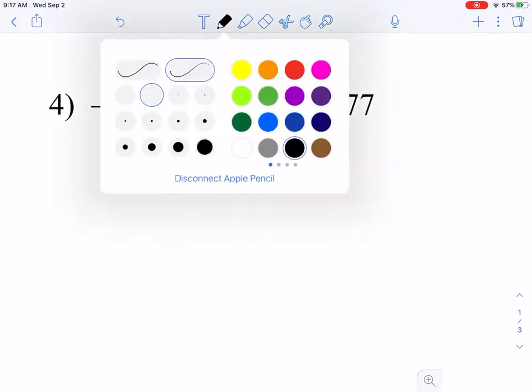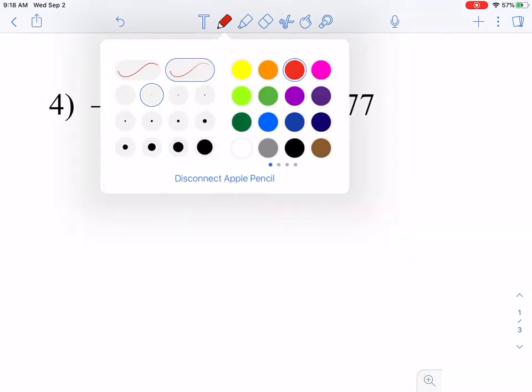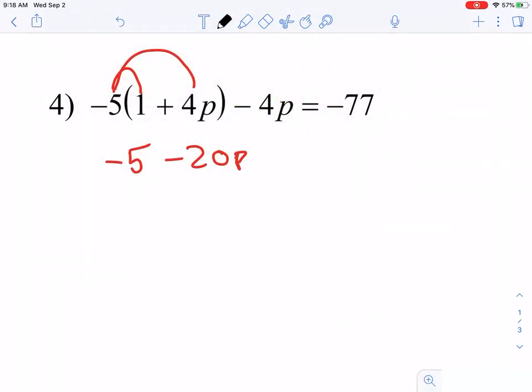Okay, and number 4, I'm distributing a negative 5 in, so a negative 5 times 1 is negative 5, and a negative 5 times 4p is negative 20p. I continue to rewrite the rest of my equation. Minus 4p equals negative 77. If it helps, we'll split this into 2 obvious sides.